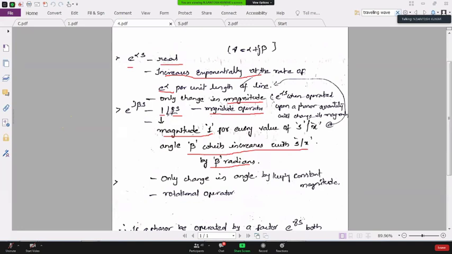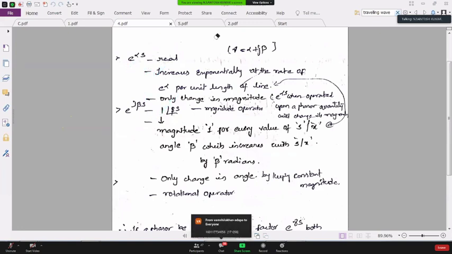Whereas for E power j beta s, magnitude remains constant irrespective of the distance traveled. But what about angle? That will change with respect to your distance. If you are increasing the distance, angle increases. Decreasing the distance, angle decreases. So here we call E power j beta s the rotational operator because it is an angle, right? So it is a rotational operator. Is that clear? So these are the main conclusions from your gamma s.